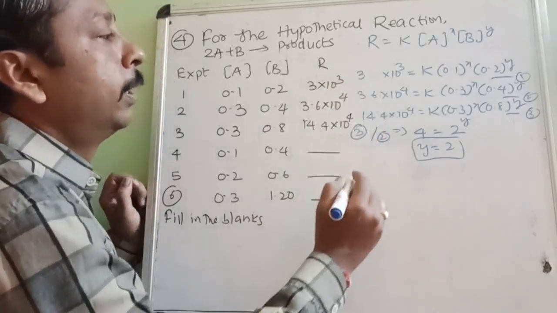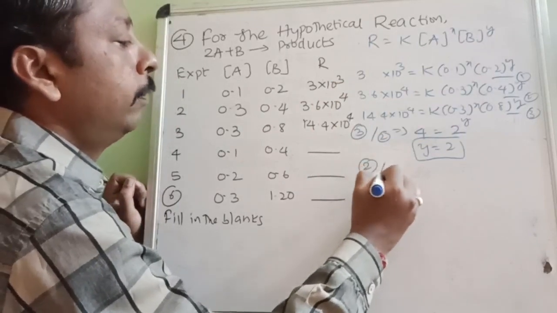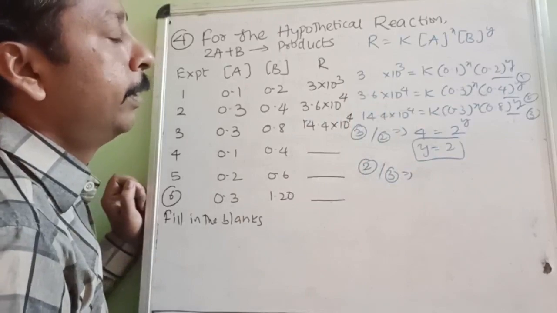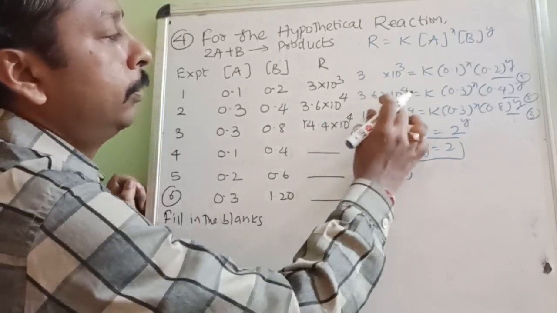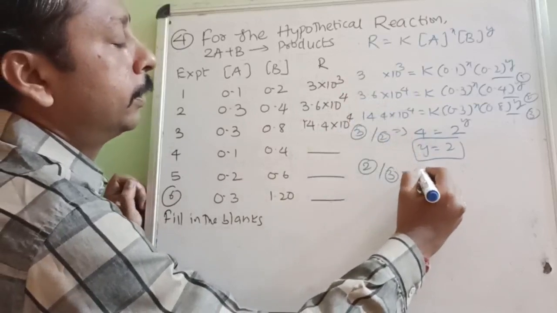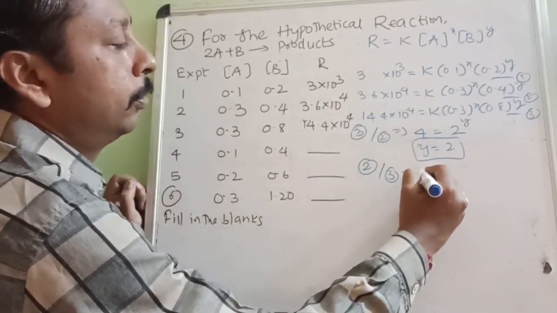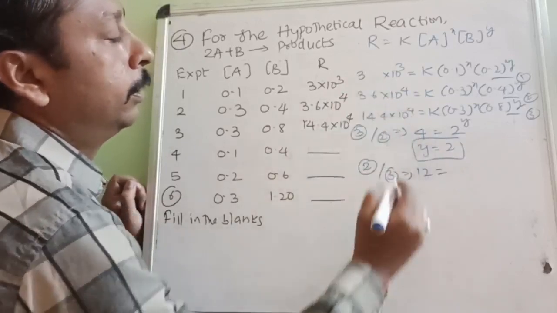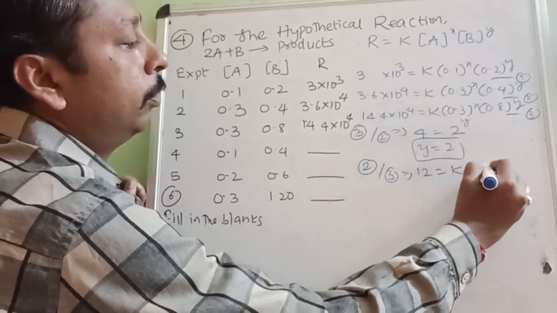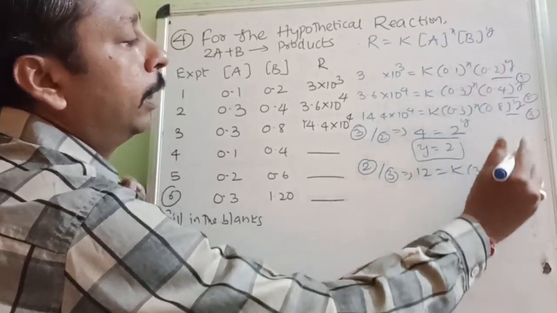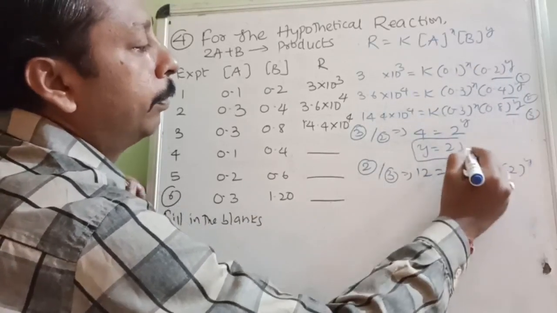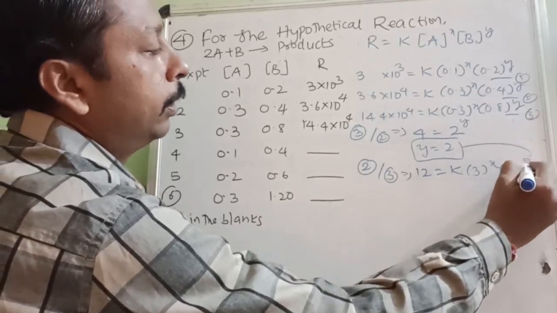So what I am doing is equation 2 divided by equation 3. This 3.6 I am writing as 36 into 10 to the power of 3. So 3 times 12 is 36, 12 times 3 is 36. So on this side I will get 3 by 12. K into, here I am getting 3 to the power of x, and here I am getting 2 to the power of y. But in place of y, what will I write? 2.